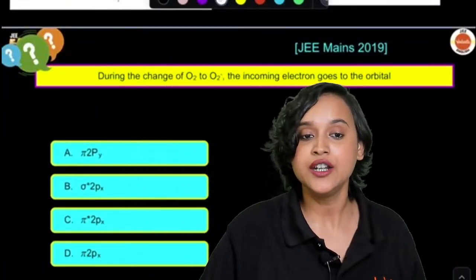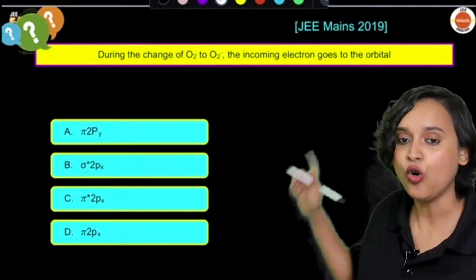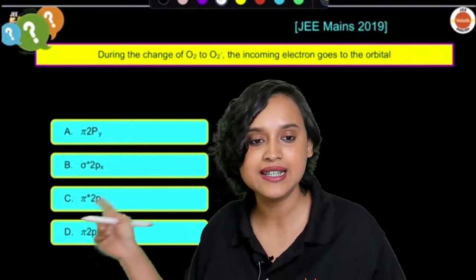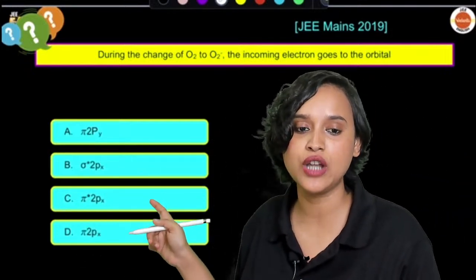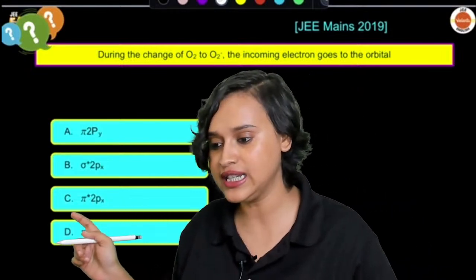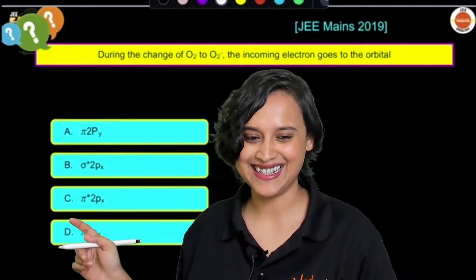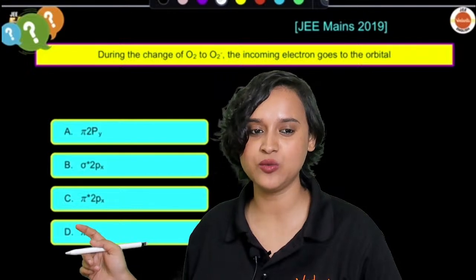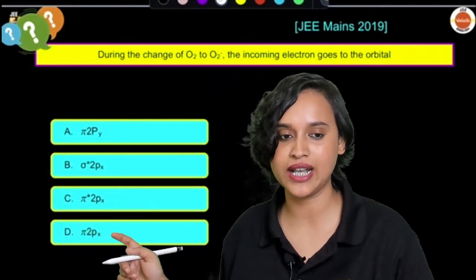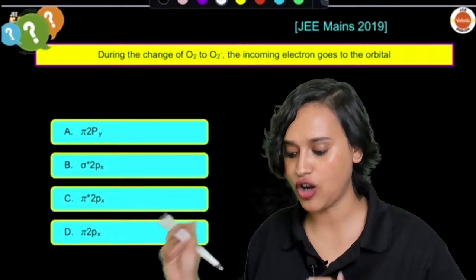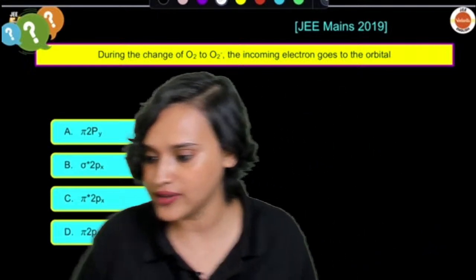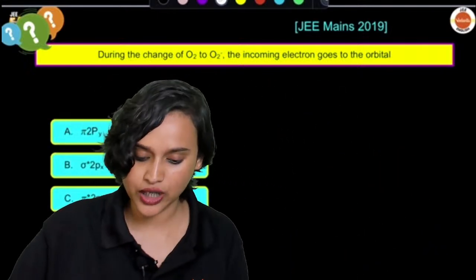During the change of O2 to O2 minus, the incoming electron goes to the orbital. Okay, this is going to be easy. Stability increases. Yes. I believe that you will all be able to do it. But chalo, let me show you, guys. How do we draw the molecular orbital? Easy peasy way, I will tell you.